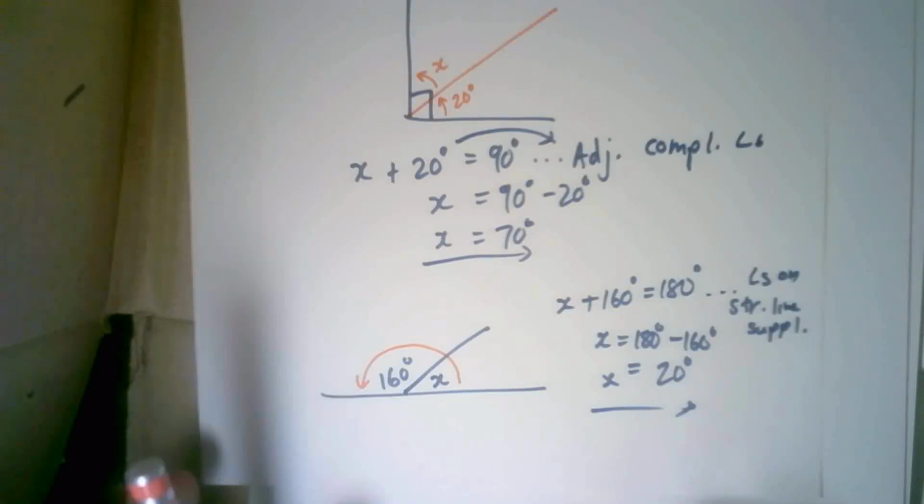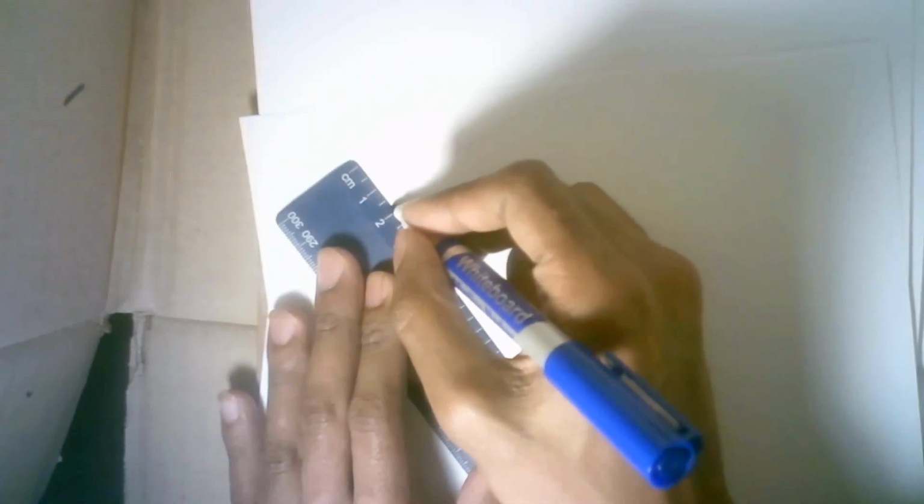Now, that being said, we also looked at angles around a point, or angles in a revolution. Now we know that angles in a revolution add up to 360 degrees, right? That's one entire revolution. We also looked at vertically opposite angles. So let me quickly look at an example of a vertically opposite angle.